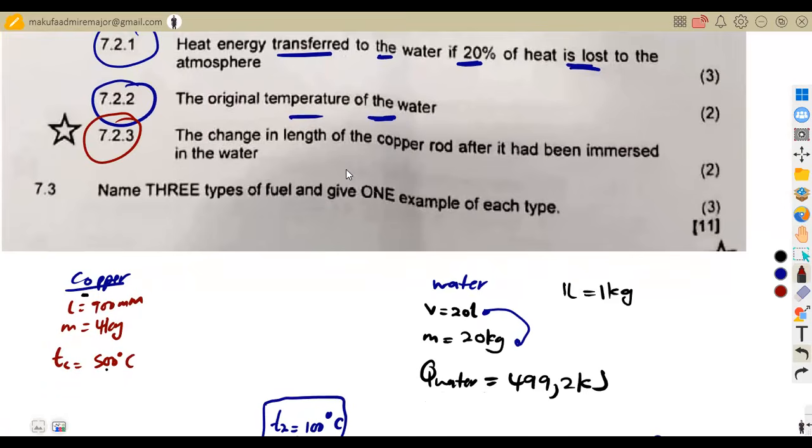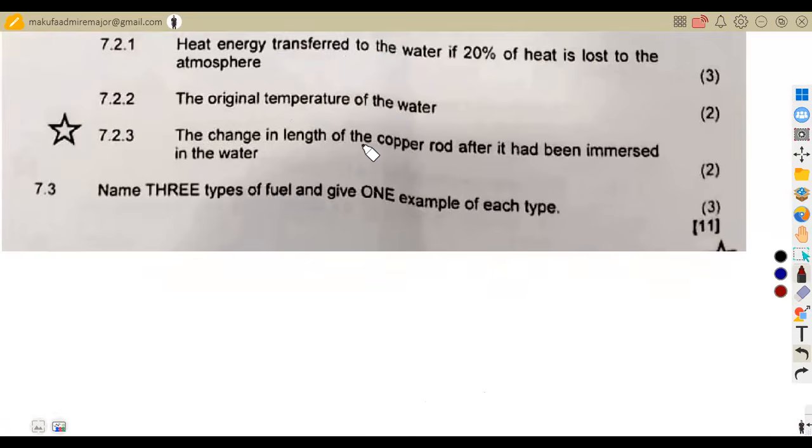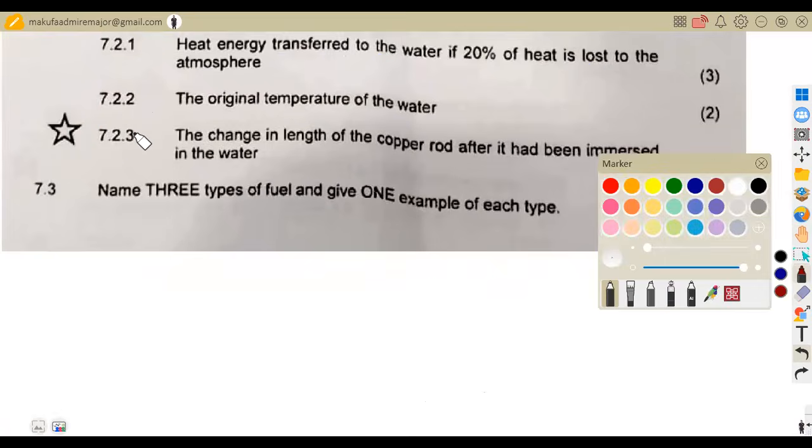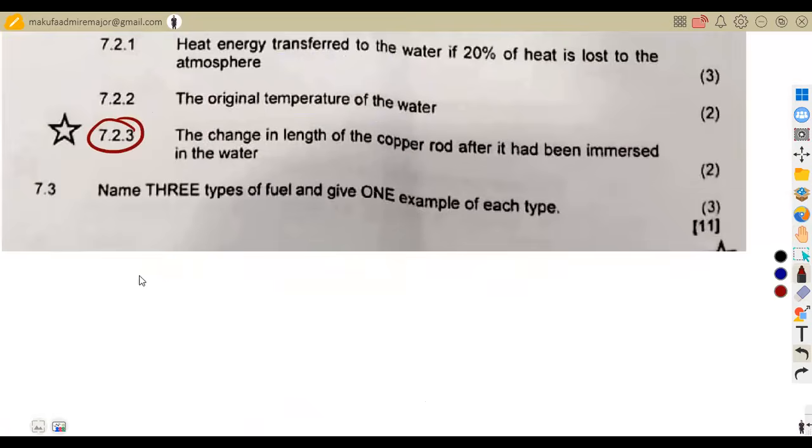You're now talking about expansion that can happen in this case. So this information is not actually necessary. The change in length can be taken as the linear coefficient of expansion times the original length times the change in temperature. So we're talking about the change in length of the copper rod.